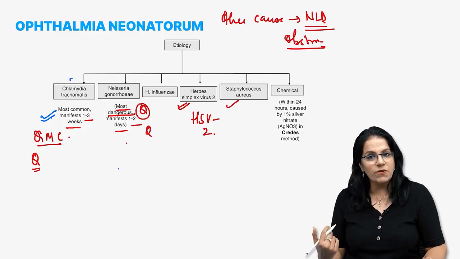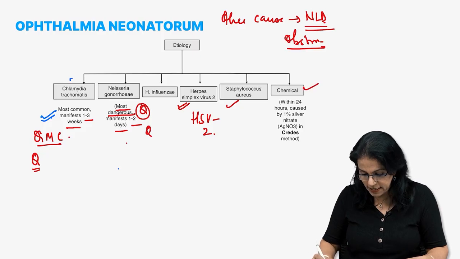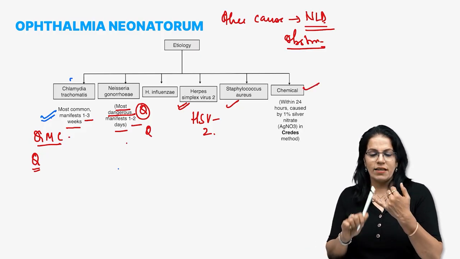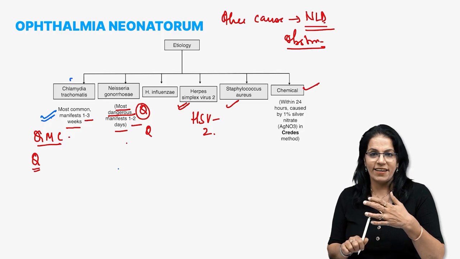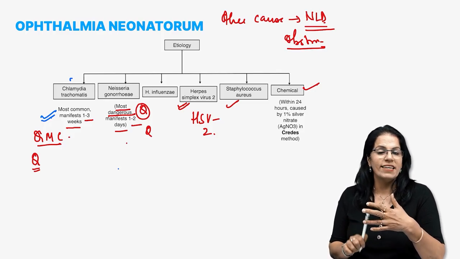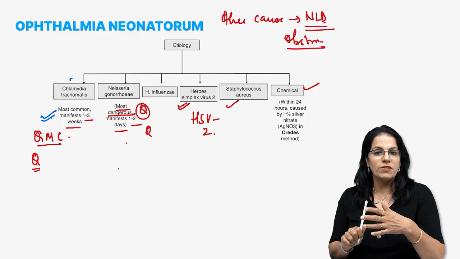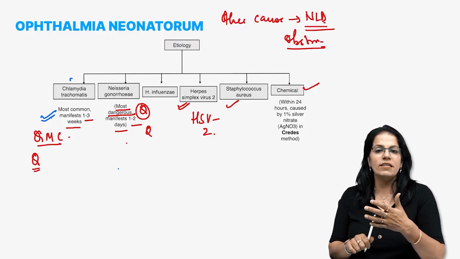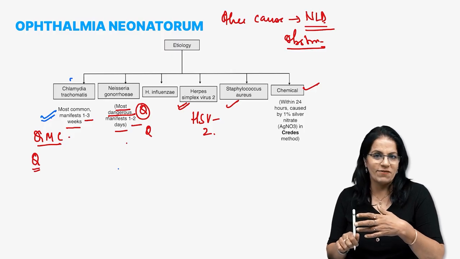Then we talk about chemical conjunctivitis, which is the next etiology. So, one was chlamydia. What is the second? Gonorrhea. I am repeating so that you learn with me. Herpes simplex, Staph aureus, chemical conjunctivitis. First say chemical, then herpes simplex, Staph aureus, H. influenzae.